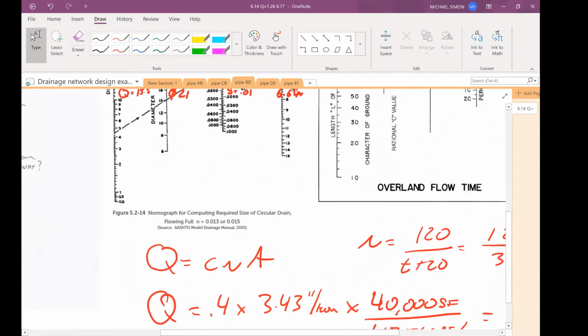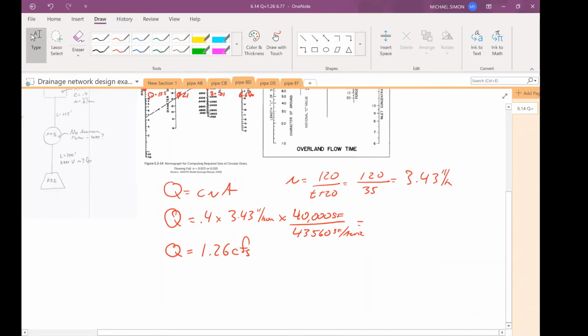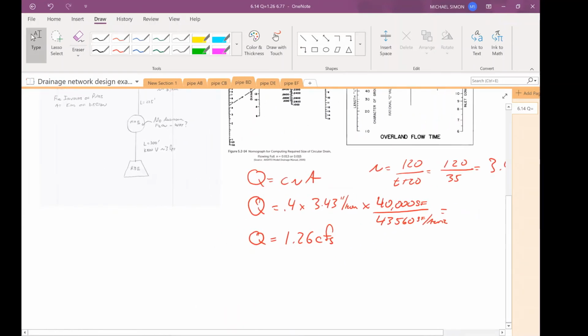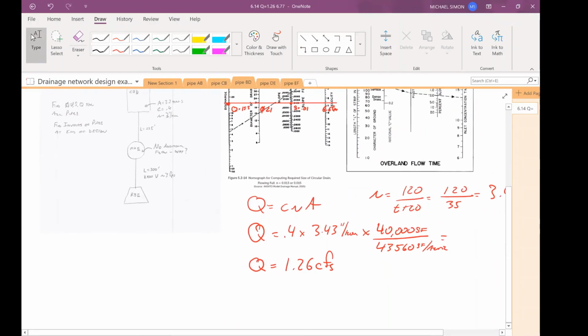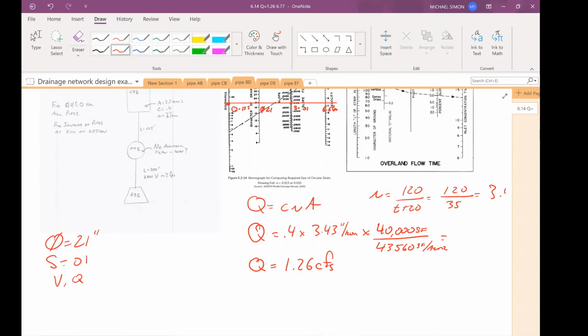Unfortunately for you, I'm not the town. I'm not good with just the nomograph. I want to see calculations. So, on our calculations, we know that diameter is 21 inches. My slope is 0.01. We want to find velocity and Q. So, pause it again, do these calculations, and then we'll come back and you can watch me do it.